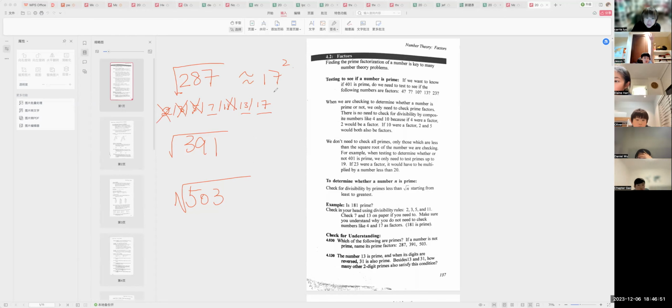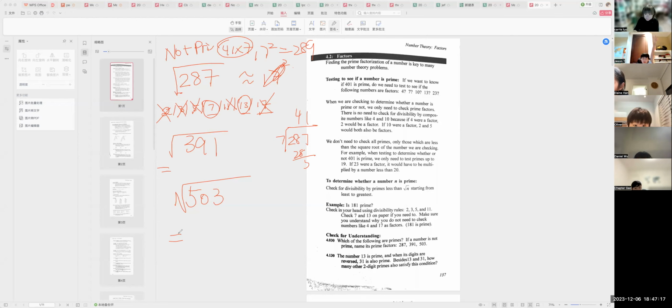Okay, actually, 17 we don't have to try at all, because 17 squared equals 289. It's already bigger than that. So all we need to do is just 7 and 13. So 287 divided by 7, oh, we get it, right? It's 41 times 7. So 287 is not a prime number. Get it, everybody? The other two are the same thing, so please do it yourself.